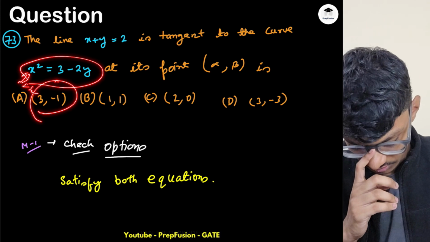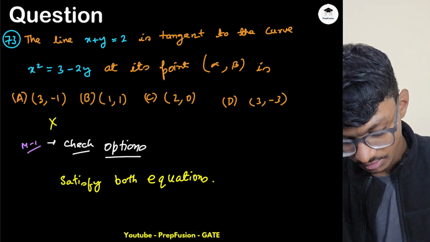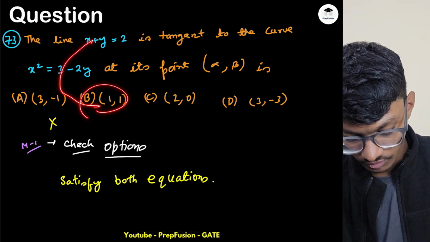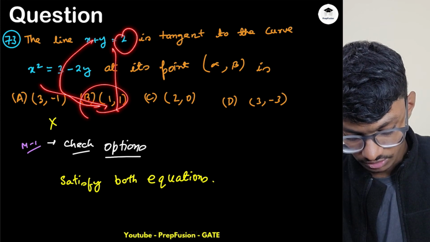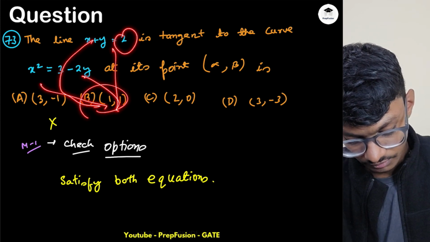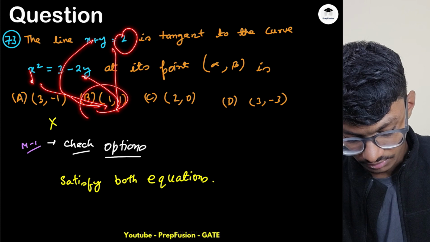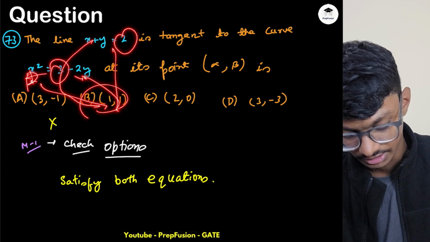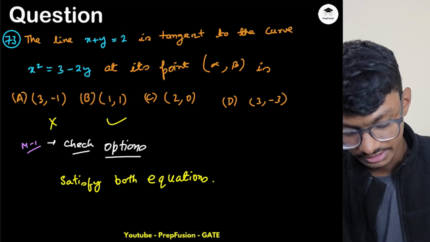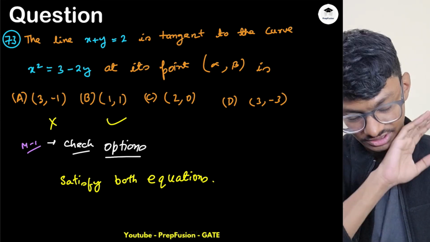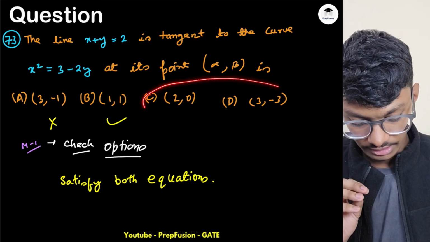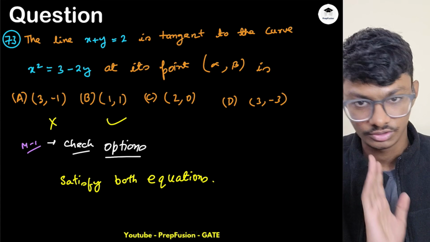This should be -1, so the first one is not satisfying. What about the second one? x equals 1, y equals 1 is 2, fine. x equals 1, y equals 1, this plus 2 becomes 3. Yeah, this is satisfying, so this option will be the correct answer. You can just solve it in seconds. And these two, if you put them in the equation, will not satisfy.